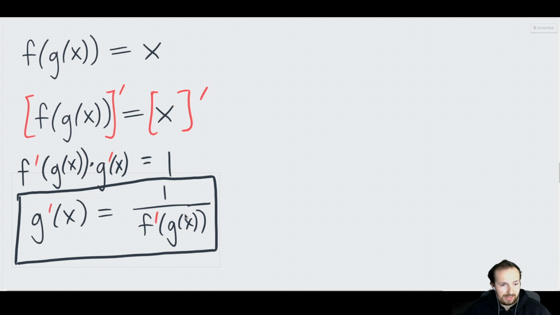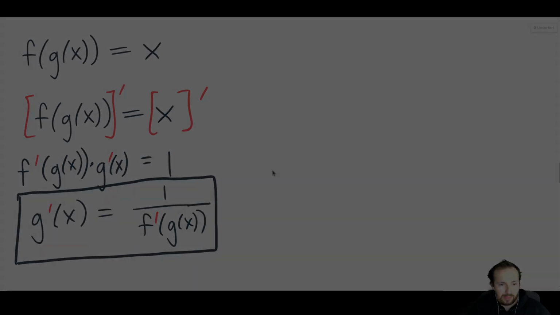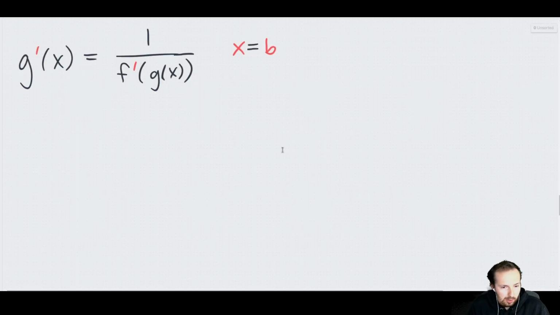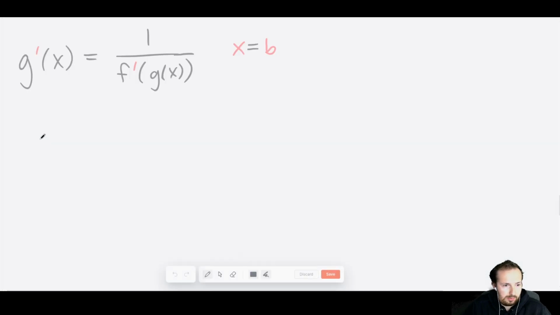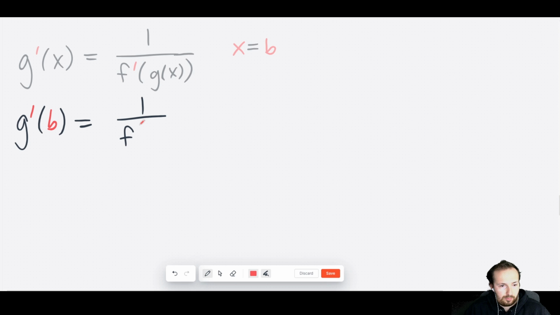Now, what does this mean? That's what we have to dive into. This equation that pops out makes even more sense if we think about a specific point. So let's plug in x equals b like we did before in the pre-calculus case and see what happens. So we get g prime of b is going to equal 1 over f prime of g of b.